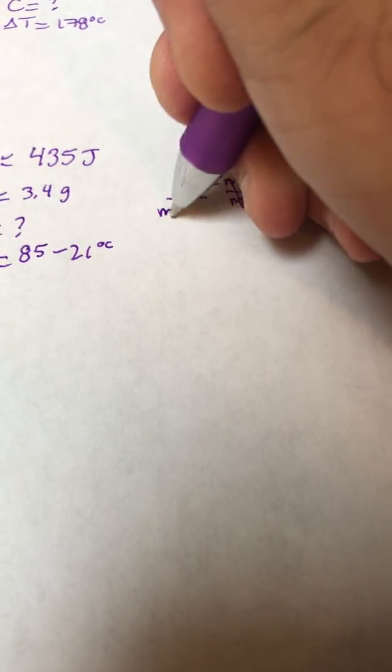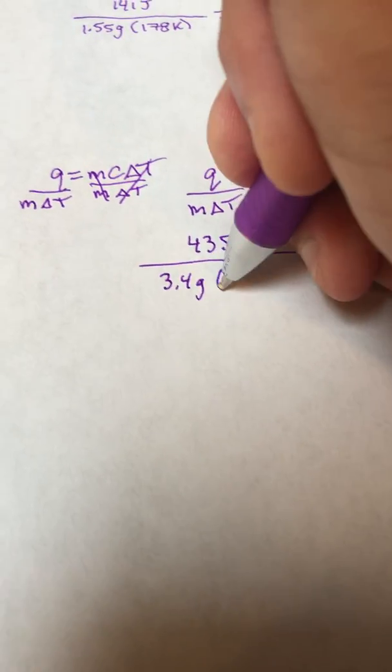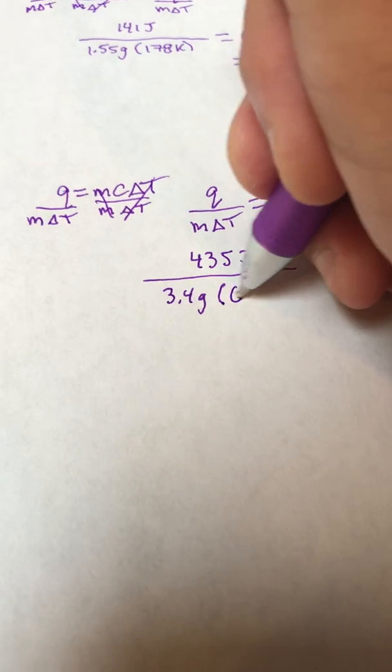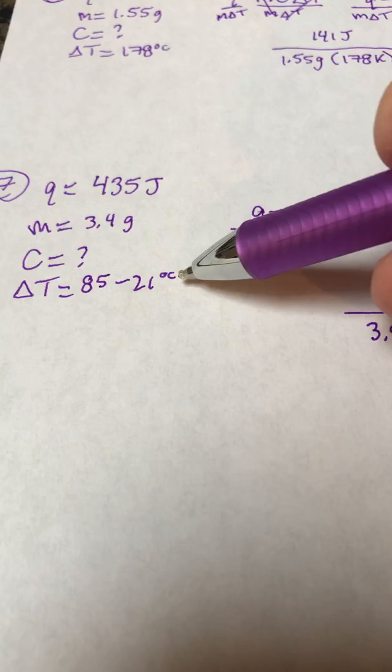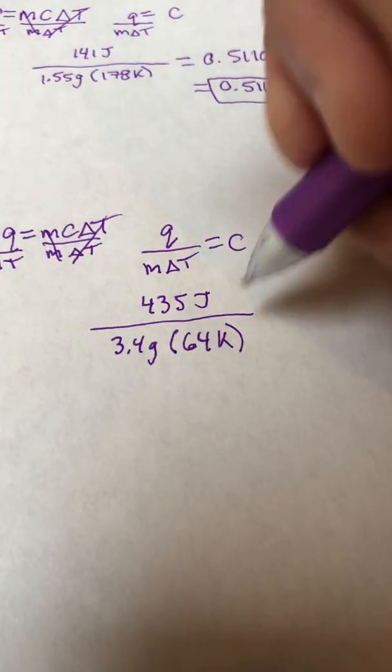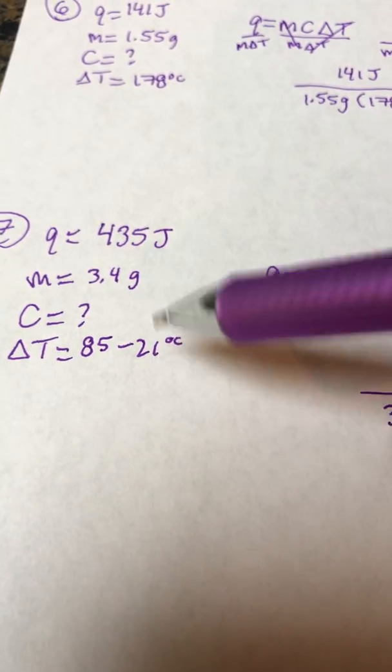All right, once again, write our formula: Q equals MC delta T. I want to isolate my C to rearrange my formula. You don't have to, I find this easier. Q over M delta T equals C. Now I can plug in 435 joules over your 3.4 grams times, when you do 85 minus 21, you should get 64. Once again, the change in temperature is the same in Celsius as it is for Kelvin, okay? That's why I just did that. If I were to convert 85 to Kelvin and 21 to Kelvin, I would have the same change in temperature.